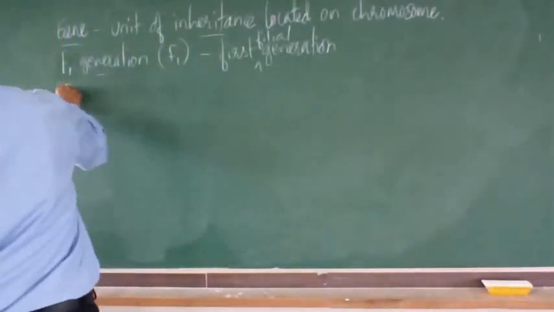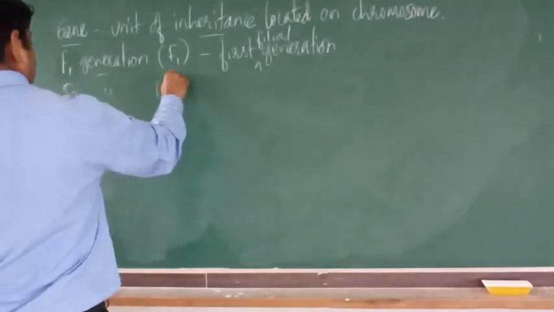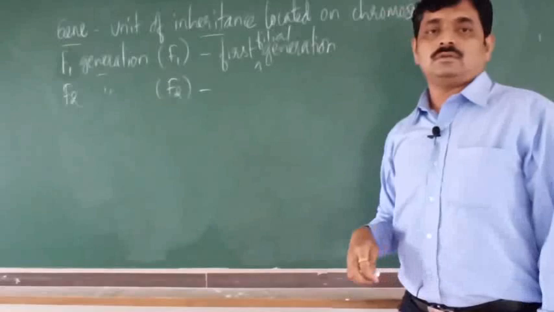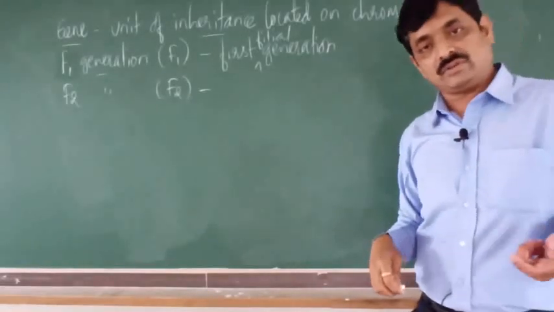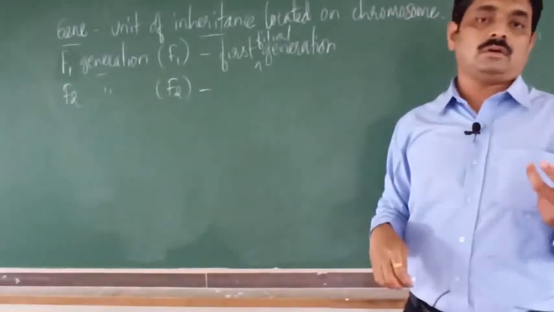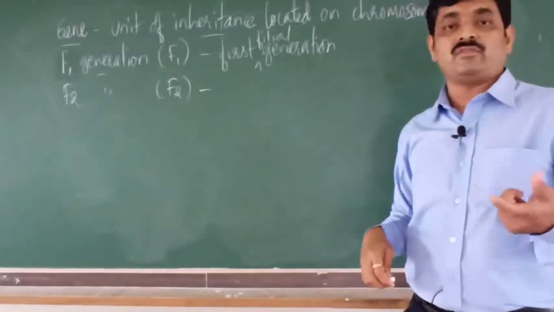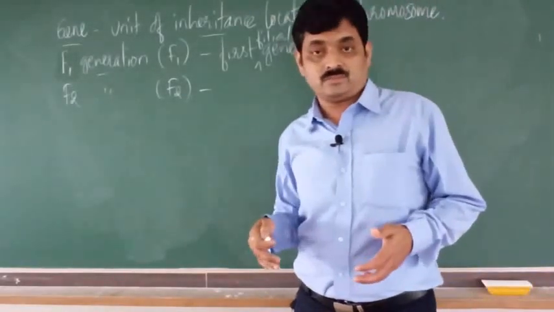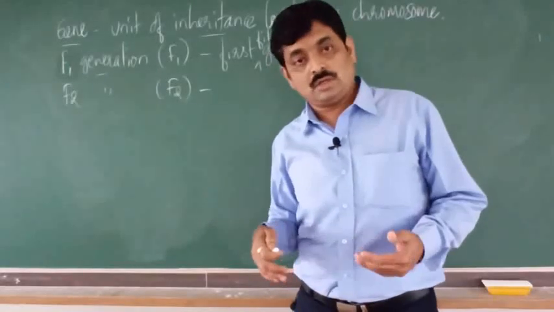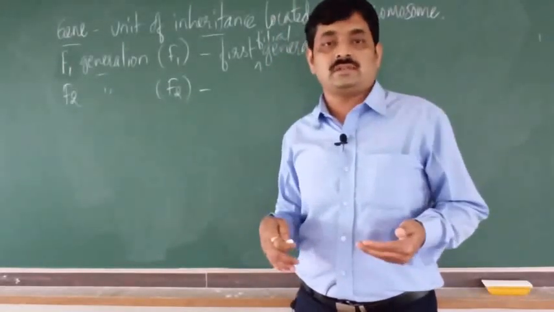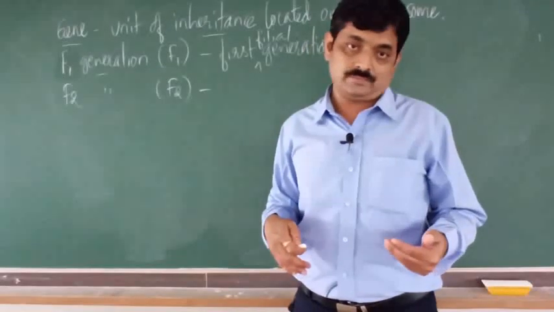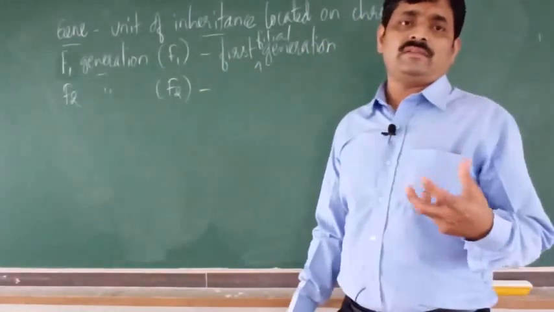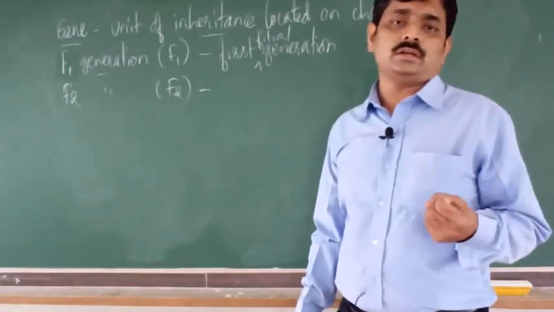Then F2 generation. So F2 generation or second filial generation is the generation obtained by crossing F1 individuals. So when F1 plants are crossed, you get a second generation that is called F2 generation, right? So we commonly use F1 and F2 generations while doing genetic crosses.